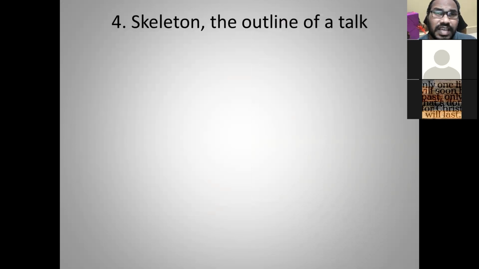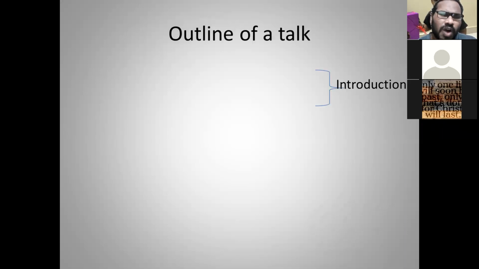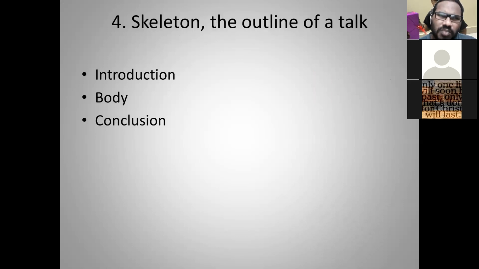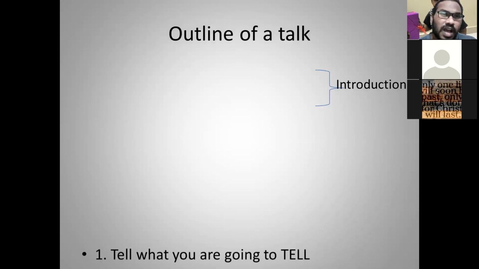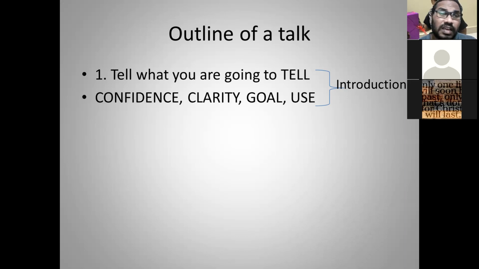And now we see the skeleton, the outline of a talk. We are going to an important phase of this session. Skeleton: introduction, body, conclusion. These are the basic things. Outline of a talk: tell what you are going to tell. That is the introduction. Here: confidence, clarity, goal, use. We are going to tell them.